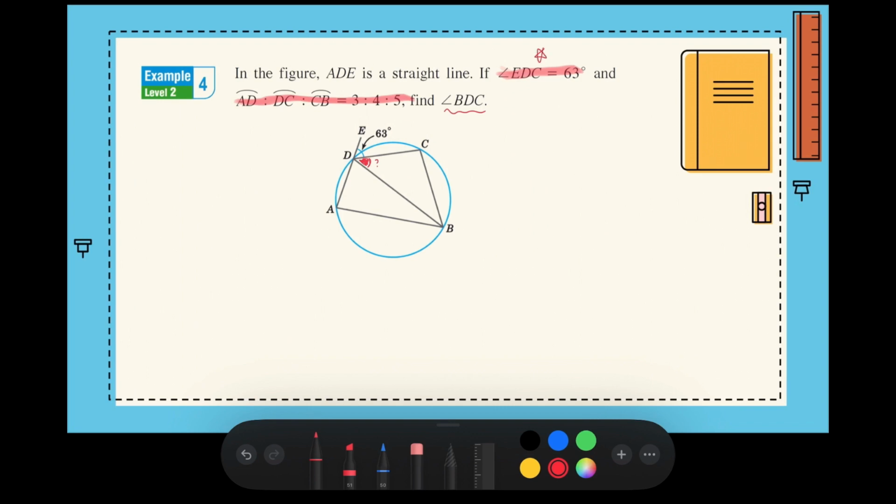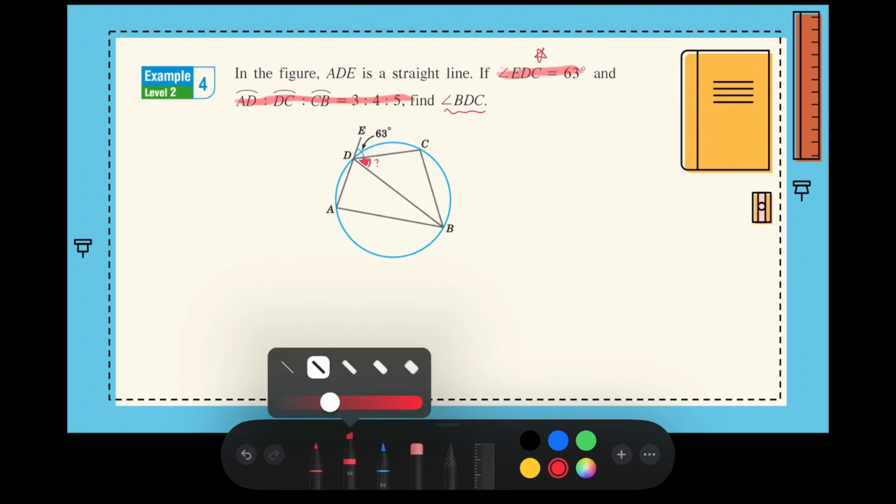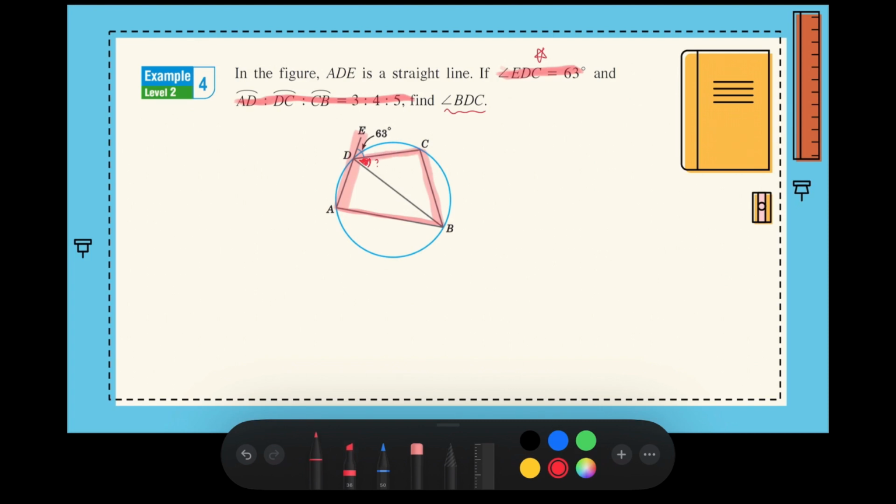Okay, and look at this angle here. If we look carefully, you can see that this is the exterior angle of the cyclic quadrilateral. And what do we know about the exterior angle of a cyclic quadrilateral? We know that it equals the interior opposite angle. So we have to find which one is the interior opposite angle. In this case, angle ABC is the interior opposite angle of angle EDC. So they equal each other. Okay, so write the reason.